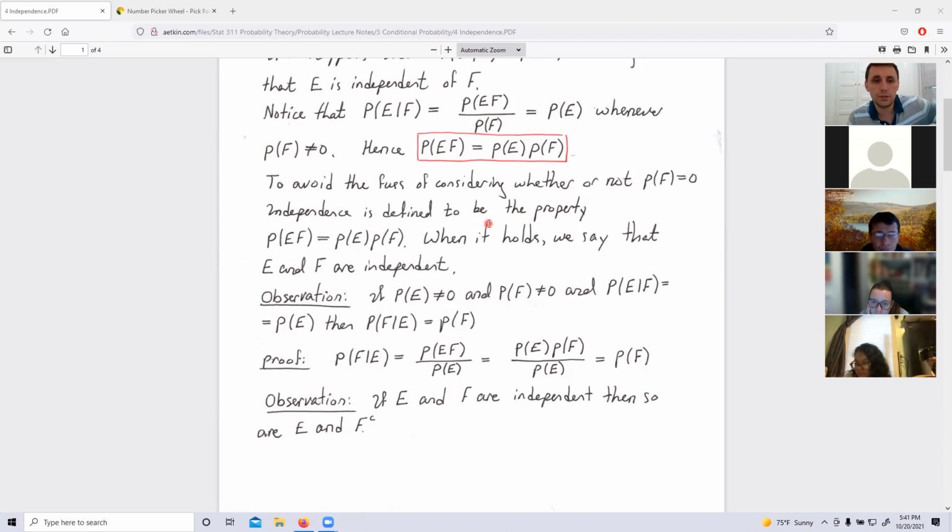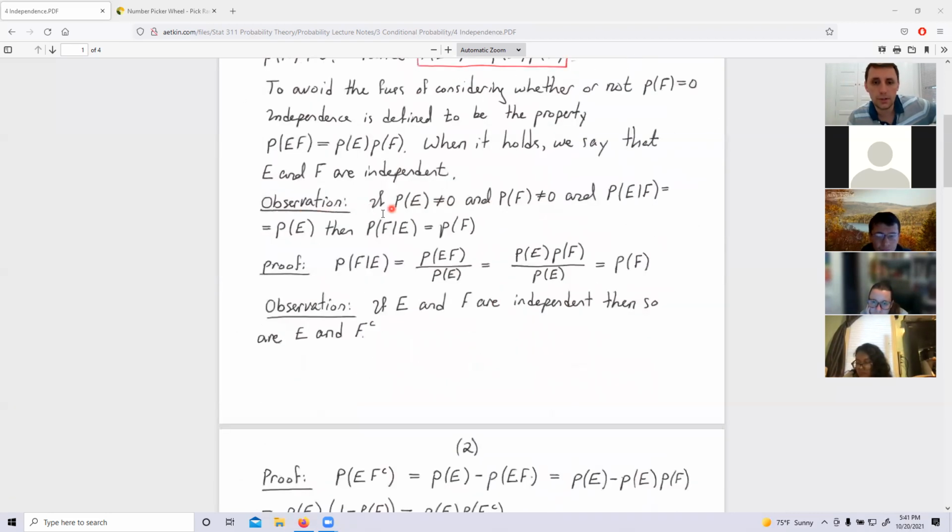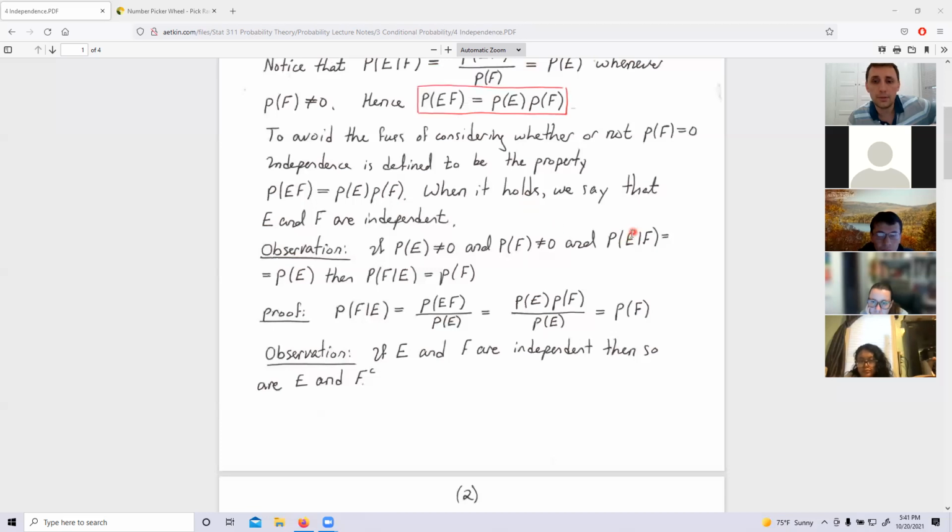So what we do is we basically now have this observation. If the probability of E is not zero and the probability of F is not zero, and the probability of E given F is the probability of E, then the reverse is also true. The probability of F given E is the probability of F. So basically, if E is independent of F, then F is independent of E. You see, neither of them affects the likelihood of the other happening. Does it make sense?